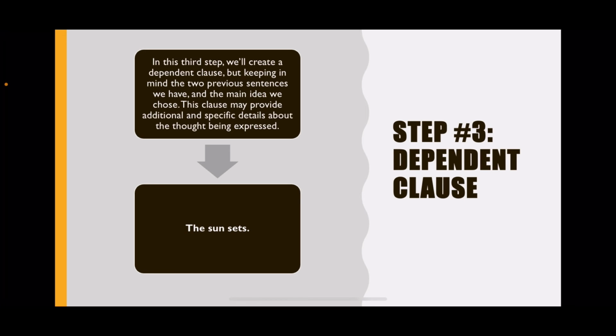Step number three, we have the dependent clause. In this third step, we'll create a dependent clause, keeping in mind the two previous sentences and the main idea, since this clause may provide additional and specific details about the thought that is being expressed. First of all, we must remember that a dependent clause is a sentence, but it does not express a complete thought. So we need the independent one and the related independent one to make a full complex sentence.